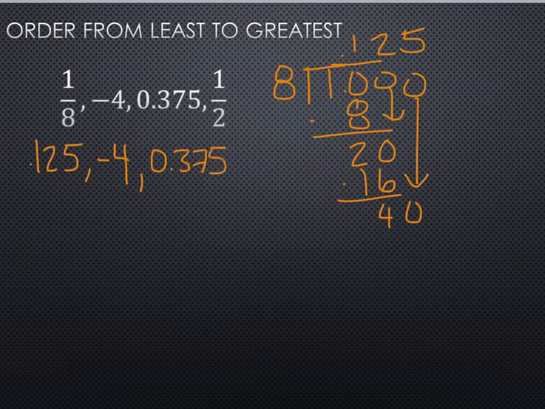0.375 is already a decimal. And 1/2, you might know that 1/2 is equal to 0.5. If not, you can divide it just like we did with 1/8.